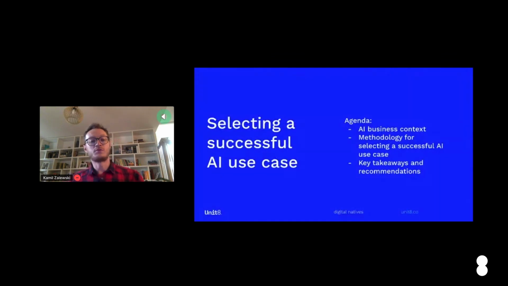So the topic for today, like I mentioned, is about successfully selecting your first AI use case. Because selecting your first AI project can actually either make or break your organization's impression of AI. So what I'm going to cover today is a very quick notion of AI business context. Then I'll be sharing with you the methodology that we've developed for making sure that the project that you select for your first AI use case is as successful as it can be. And I'll be giving some takeaways and some recommendations on how to go through that process and methodology.